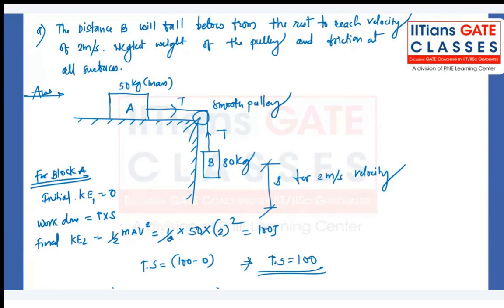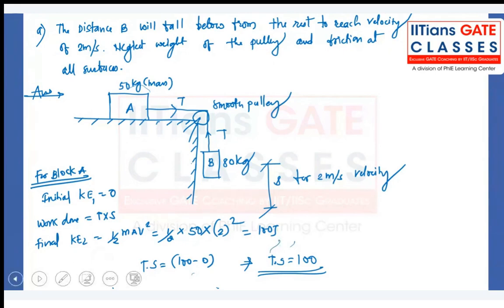So initial kinetic energy is 0 because it is at rest. Final kinetic energy is half of m v square. Sorry, the distance we don't know, velocity we know, that is 2 meters per second. So half of m v square, 100 joule, is the kinetic energy once it reaches the 2 meters per second velocity, and the initial kinetic energy is 0. So change in kinetic energy is 100 minus 0, that is 100, and that is equal to the work done. The only force driving it is the tension in the string, because it is not having any frictional force. So tension in the string multiplied by distance traveled is equal to 100. Tension is unknown, and s is also unknown.